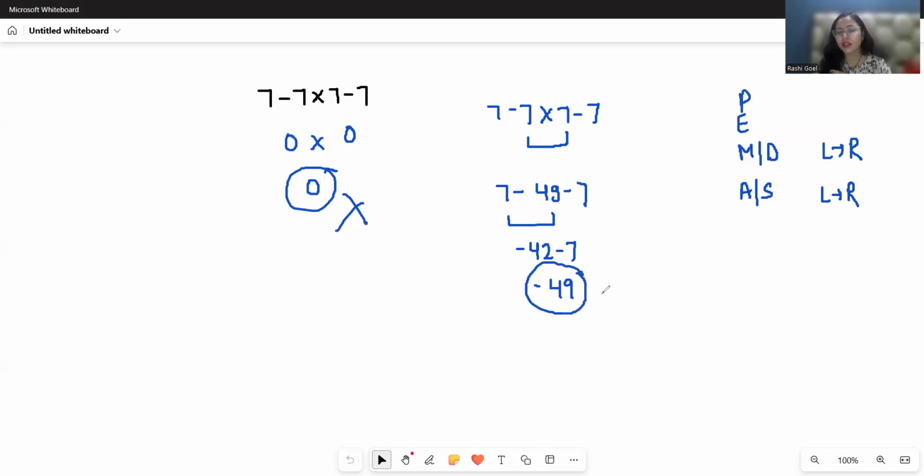So what is the correct answer? Minus 49, not 0. If you follow the right approach, you will always reach the right answer. I hope it's clear and you find it useful. So now let's learn the next expression.